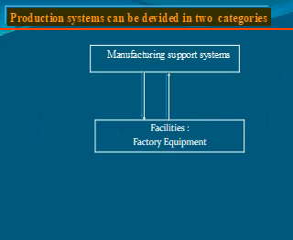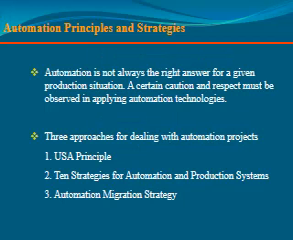So the production system interfaces with two components. One is the manufacturing support system, and the other is the facility. Manufacturing support systems include the manufacturing strategies available. Facilities include man, machine and materials. These things are the facilities. So these interfaces together make up the production system.